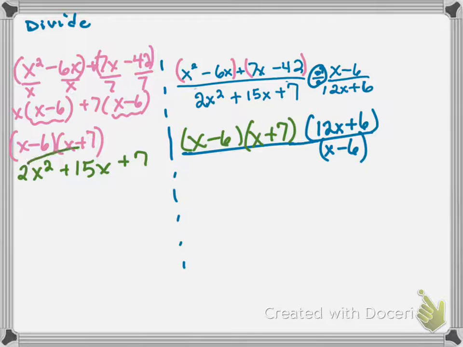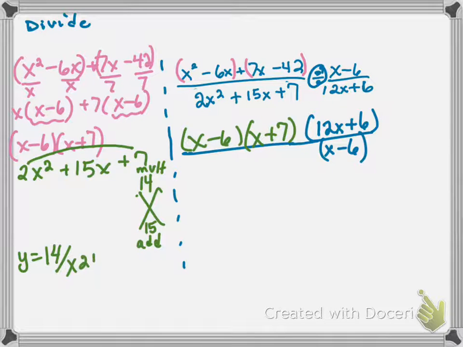Either way, you start the same. You do 7 times 2, and you get 14. And 15 is the middle term. And so you ask yourself what adds to 15 and multiplies to 14. I'm going to recommend that you get fast at this by using your graphing calculator and doing y equals 14 divided by x, and then second graph, and that will give you the table where you can find 14 and 1. They add to 15, multiply to 14.